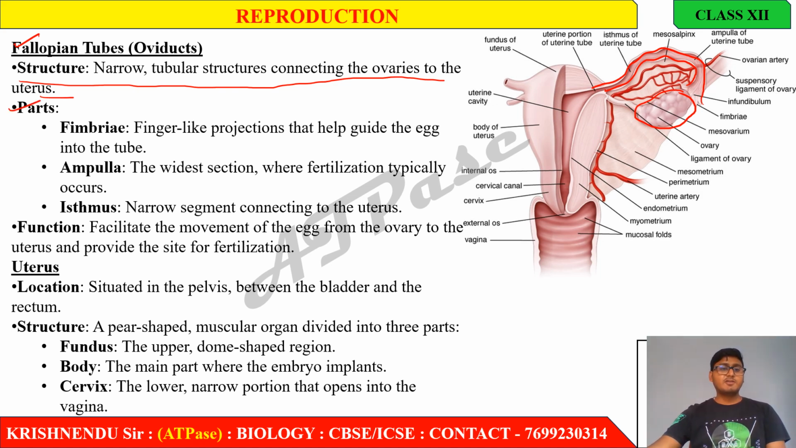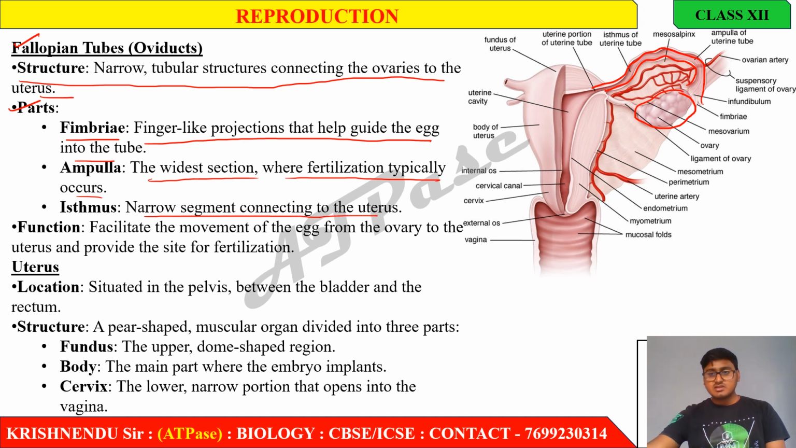Okay, the parts of the fallopian tube: at first fimbriae, finger-like projections that help to guide the egg into the tube. Next, ampulla, the widest section where fertilization typically occurs. Isthmus, the narrow segment connecting to the uterus. So this is the fimbriae portion. Look, the fimbriae are located here, the finger-like projections. Next, the ampulla. This is the ampulla portion, and next the isthmus. This is the isthmus portion.